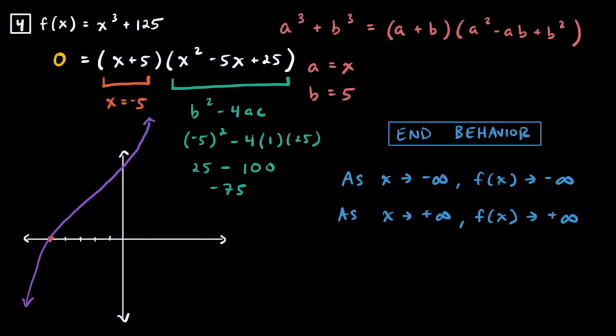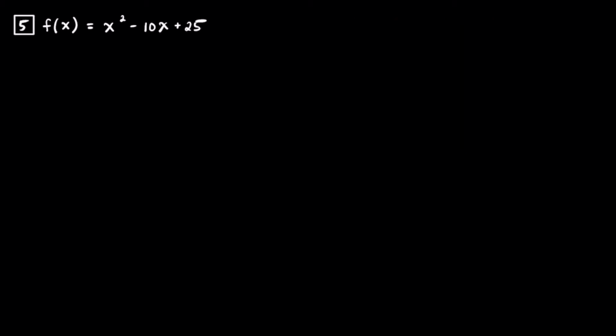For number 5, we have f of x is equal to x squared minus 10x plus 25. And for this one, this is a perfect square trinomial, but I'll just go ahead and write out both binomials here. And so we have x and x, that's kind of nice here, and we need two negative numbers.